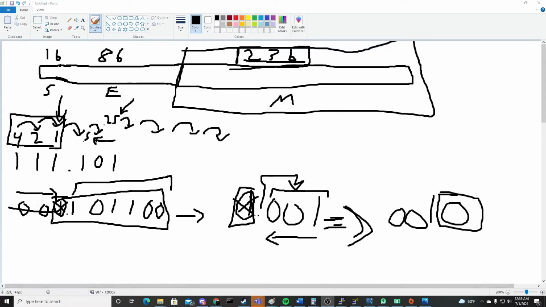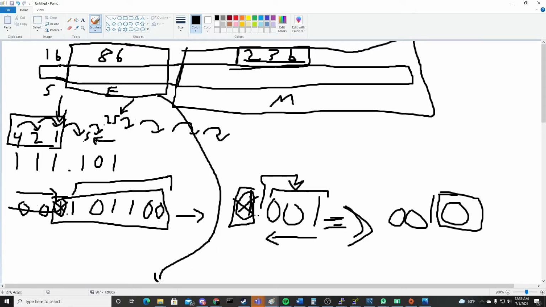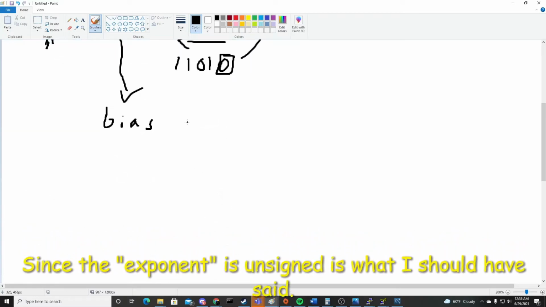And so one of the other things I wanted to talk about was the bias. So if we hone in real quick here on the exponent portion of our floating point number, we're going to bring it down here to show our work. Since it's unsigned, we know that all the values are going to be greater than or equal to 0.